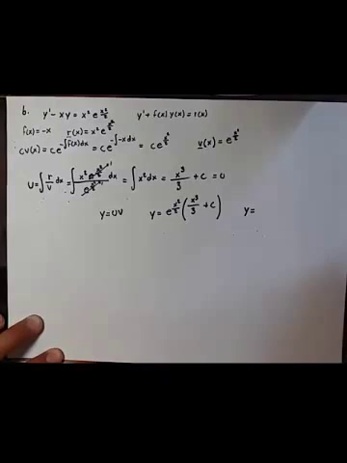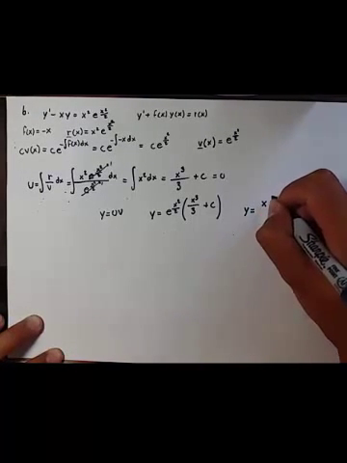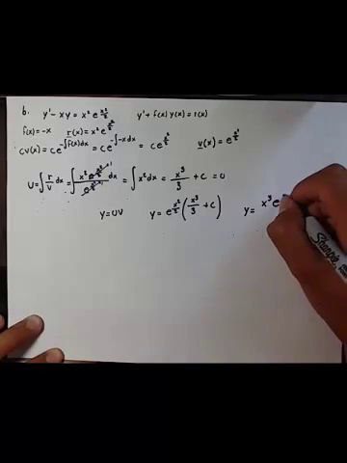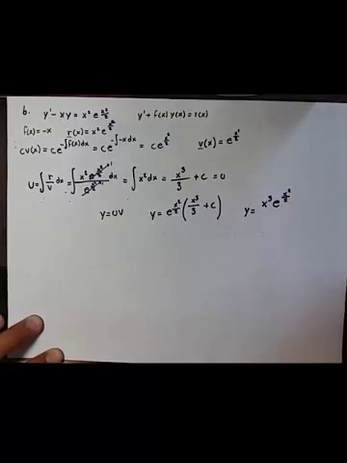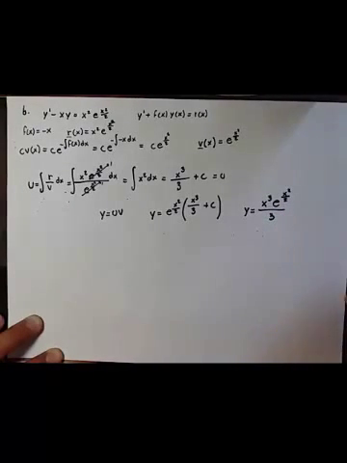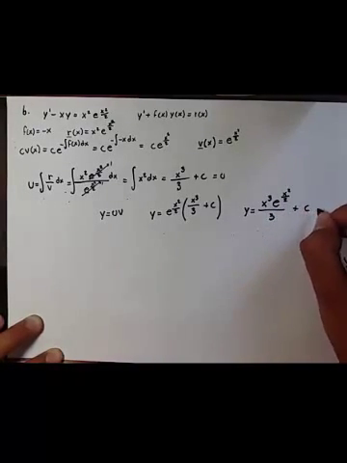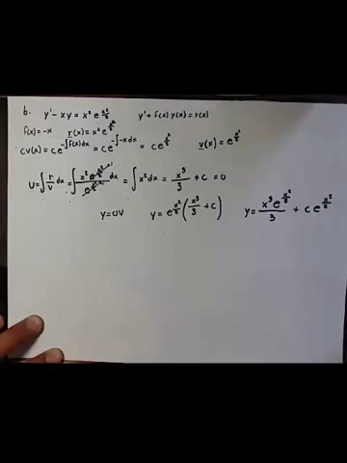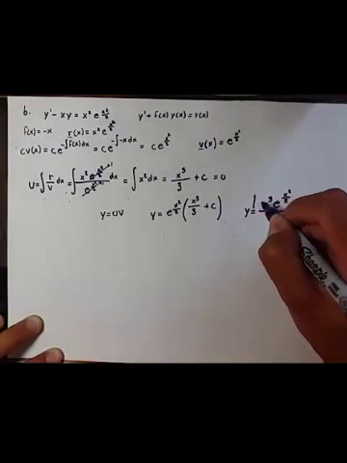So we have the last equation, that is y equals u times v. All of that equals x cubed over 3 times e raised to x squared over 2, plus the constant multiplied with the e raised to x squared over 2. And now that's our solution.